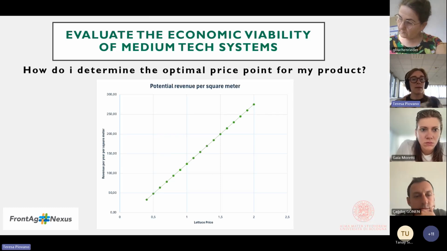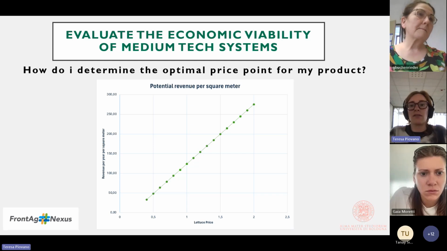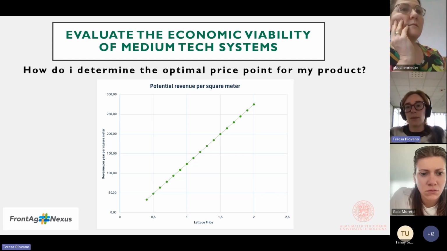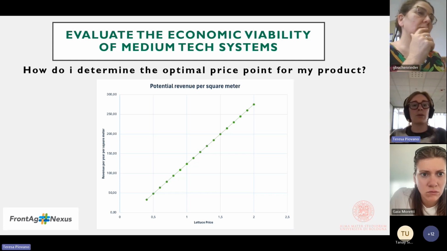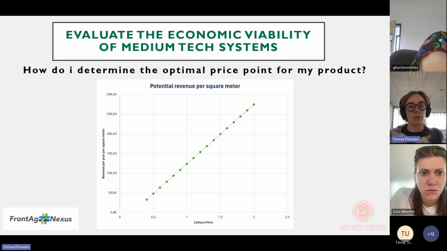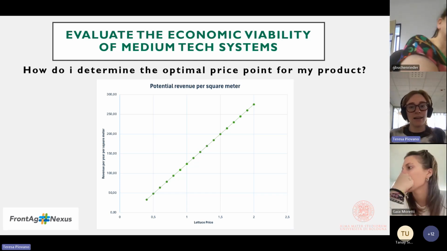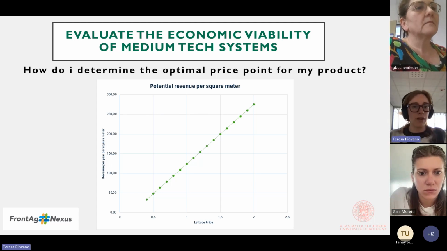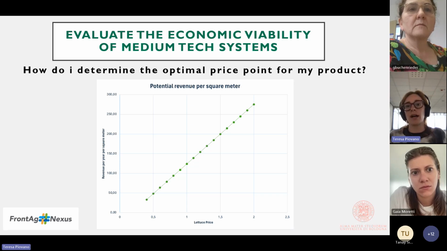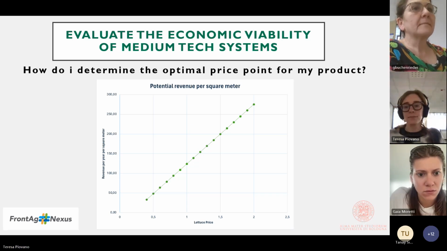Here is just an example to define the price of selling. Obviously, the price is not defined by the producer, but by the market. But just to have an idea of my optimal price of selling, I recreated this simple graph. As we can see, it's a linear graph. Increasing the price of selling, I increase my revenue, but this could be helpful in the planning of my company, just to define which would be my optimum of selling.